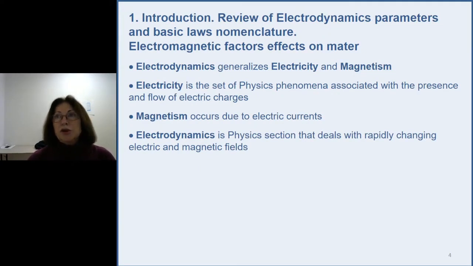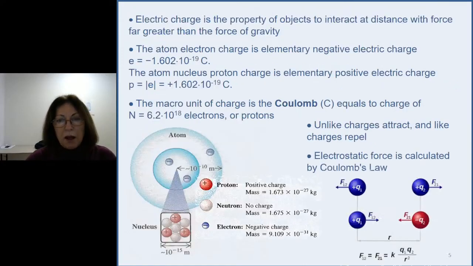electrodynamics is actually a section of physics, and it generalizes electricity and magnetism. Electricity is the set of physics phenomena associated with the presence and flow of electric charges, and magnetism occurs due to electric currents. Electrodynamics is the physics section that deals with rapidly changing electric and magnetic fields.